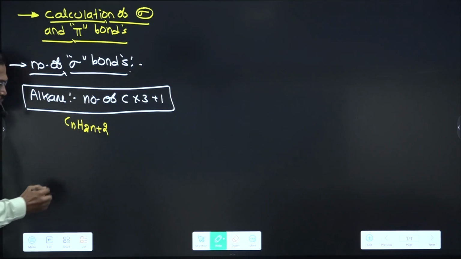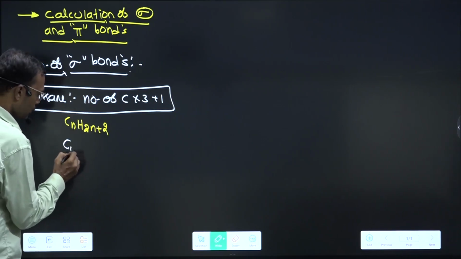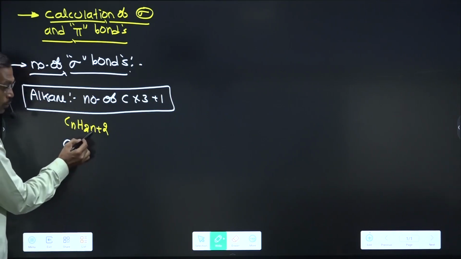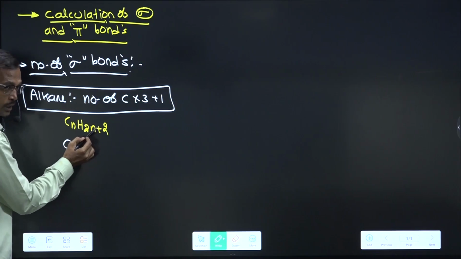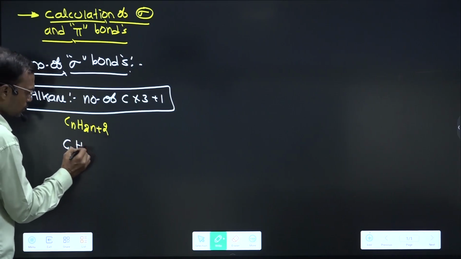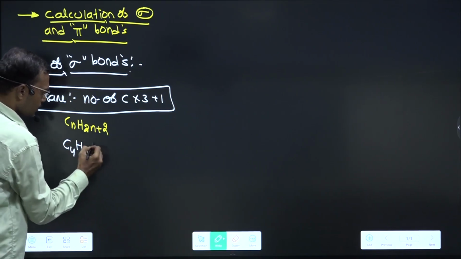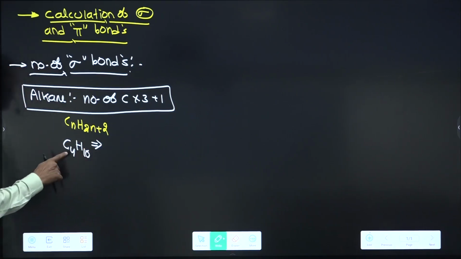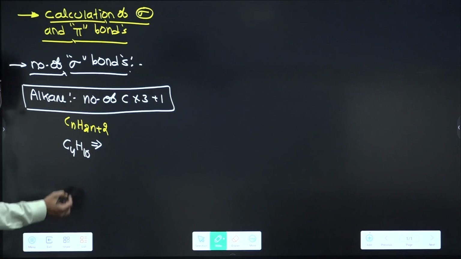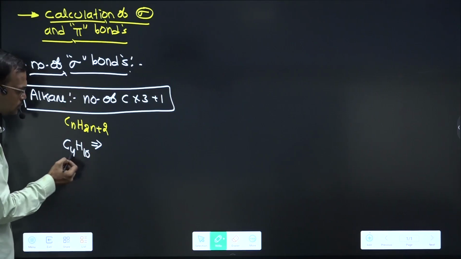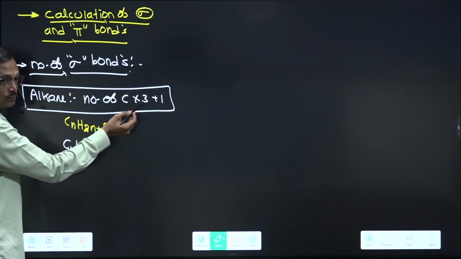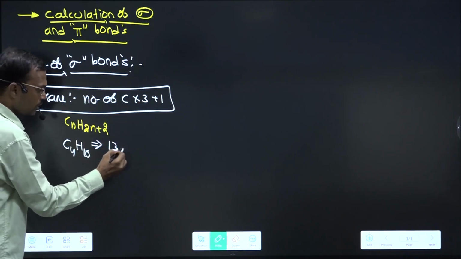Suppose I take butane, C4. 2 into 4 is 8, plus 2, 10. So C4H10, how many sigma bonds are present? We need to calculate. C4H10 is an alkane. 4 into 3 is 12, plus 1. 13 sigma bonds.